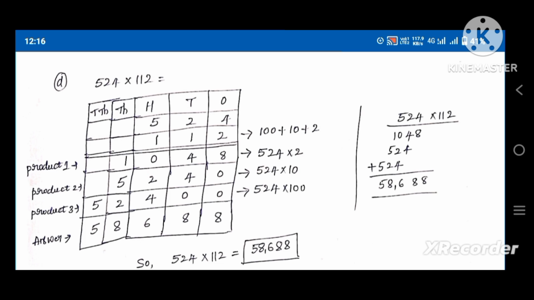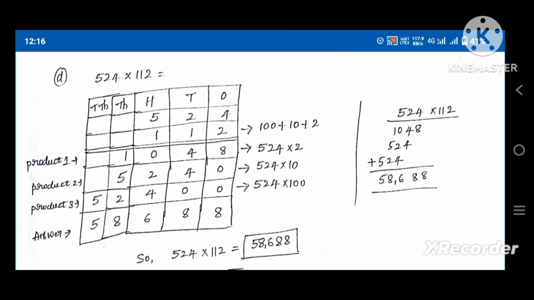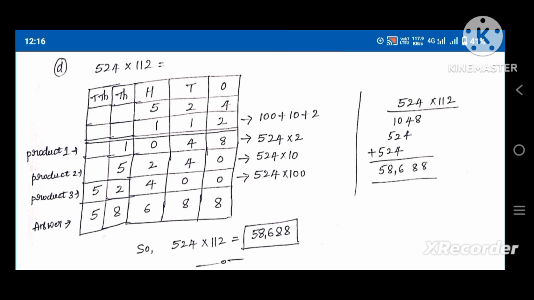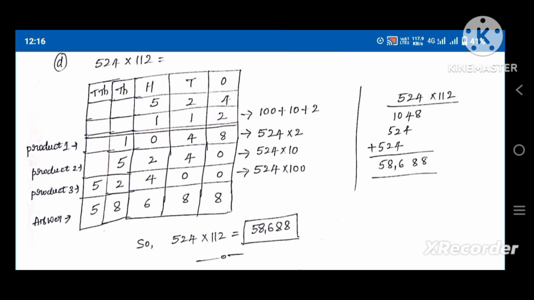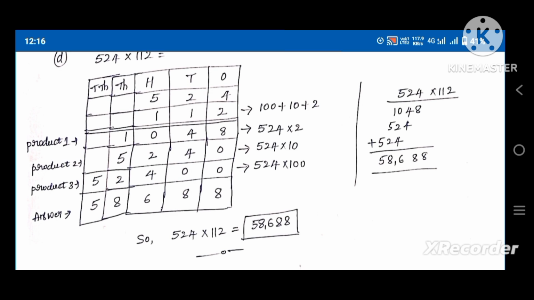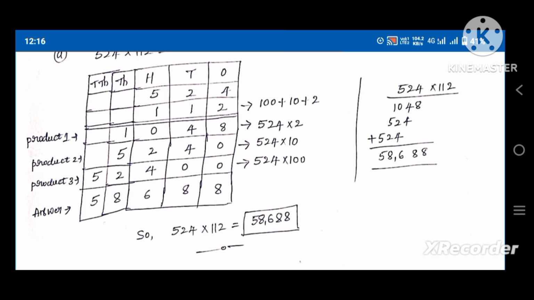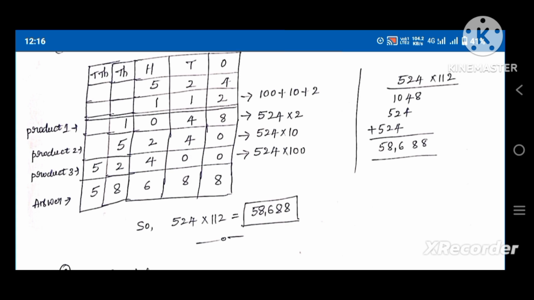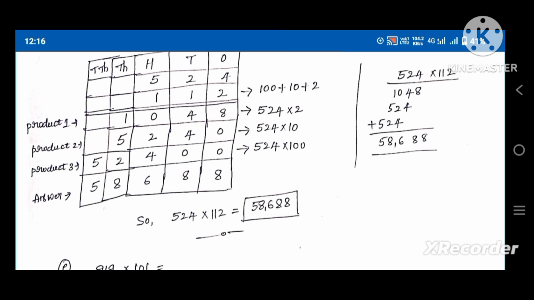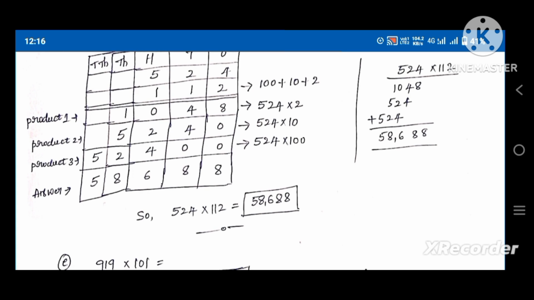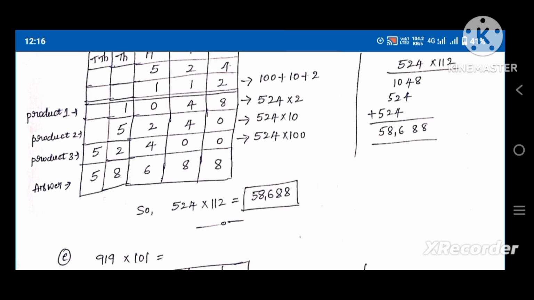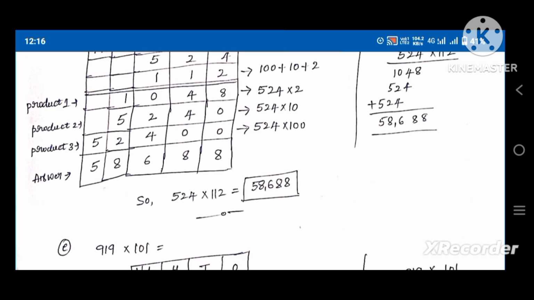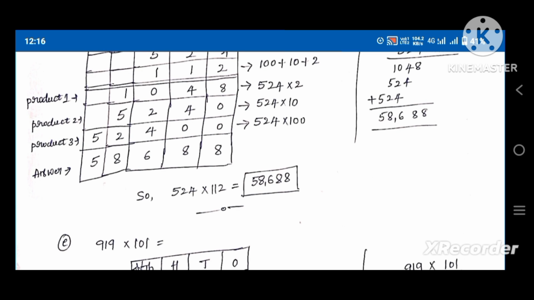Number D is 524 into 112. 524 is multiplied by 112. 112 means 100 plus 10 plus 2. Product 1 is 524 into 2 is 1048. Product 2 is 524 into 10 is 5240. Product 3 is 524 into 100 is 52,400. Add the three products and get the answer 58,688.